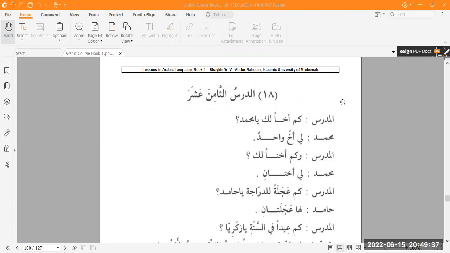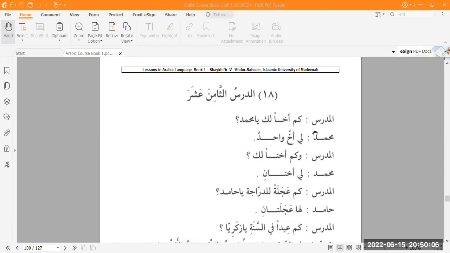Now, we did touch on duals somewhat when we did that tiny booklet, Al-Dhamair, the Arabic pronouns. So you would have had some indication and some access to what the dual form of Arabic is like. But now, tonight, inshallah ta'ala, we are actually entering it in an official capacity. So let's begin. It starts off as a discussion between the teacher and some of his students.